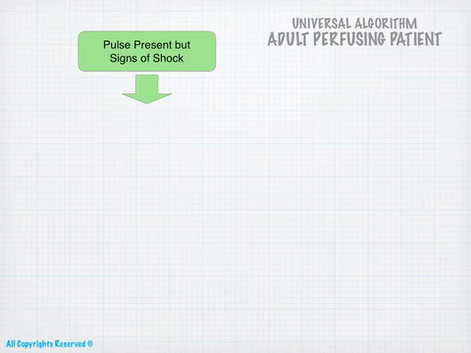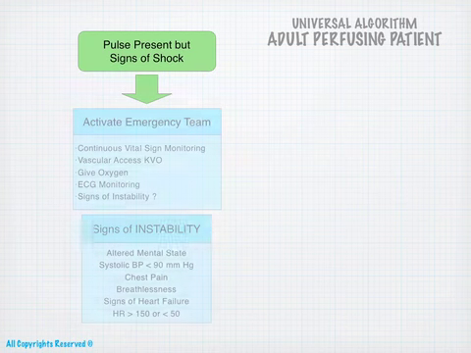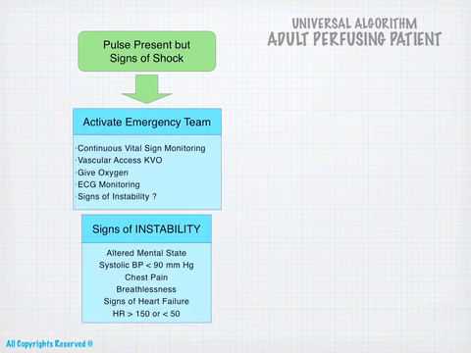Right. So in this situation, if the pulse is present but there are signs of shock, meaning that the patient is unstable, then immediately activate the emergency team, and in the meantime we should give oxygen, put the patient on a vital sign monitor, get vascular access to keep the vein open, do ECG monitoring, and look for signs of instability. What are these signs of instability?